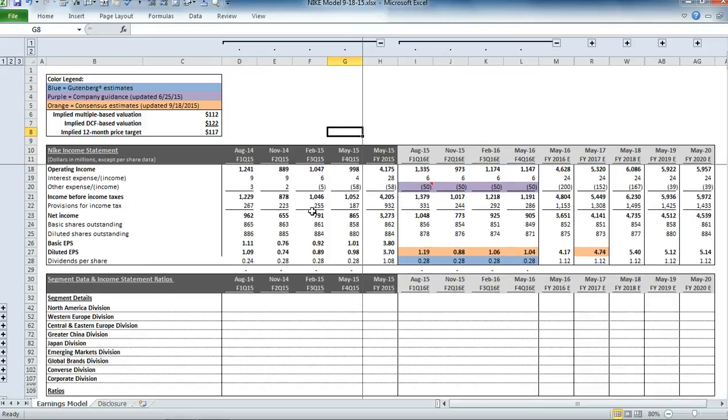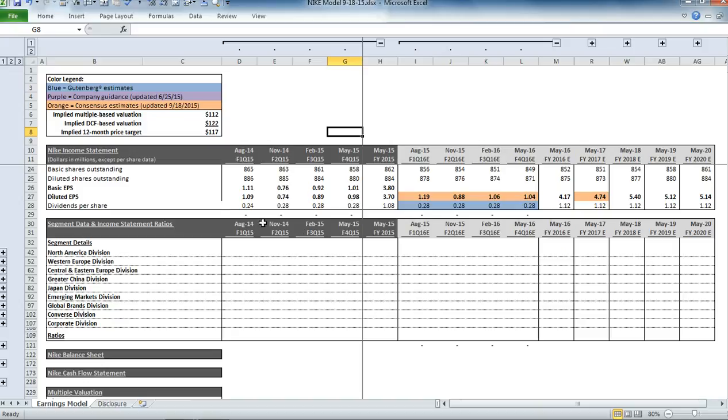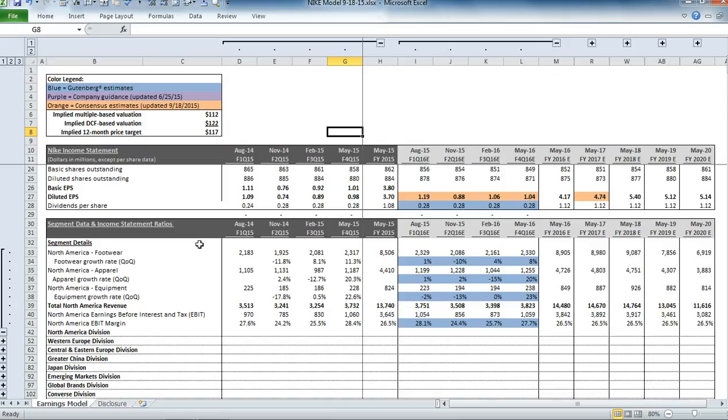Below the income statement, you'll see the segment details, and NKE has a number of different segments, so that's another important reason to keep them collapsed, otherwise there's just too much information here. So we'll expand just the North America division for now, and you can see that we break that out into North American footwear revenue, then the revenue growth rate quarter over quarter, North American apparel revenue, the apparel growth rate, and then equipment revenue and equipment growth rate.